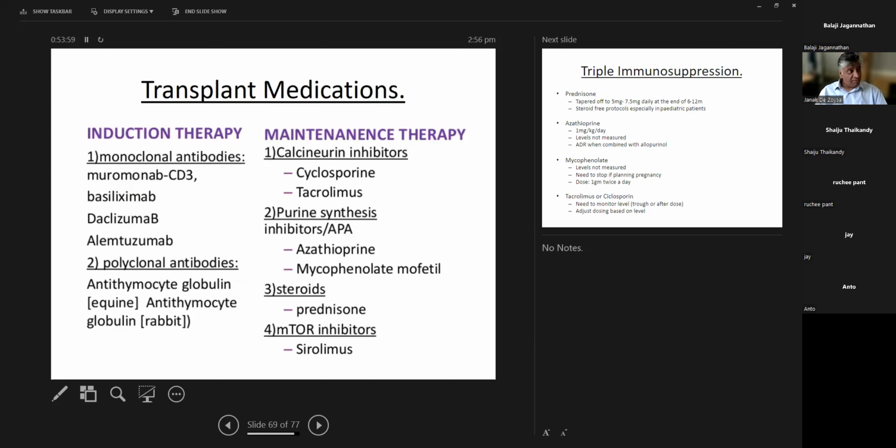So in terms of thinking about immunosuppressants, the standard of care is induction therapy with monoclonal antibodies. And in Auckland and in New Zealand, we tend to use basiliximab.